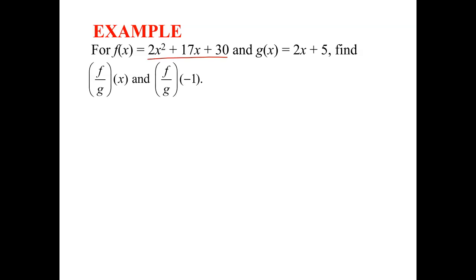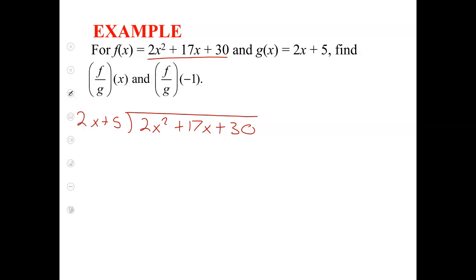Alright, so I have to do long division. 2x plus 5 going into 2x squared plus 17x plus 30. In standard form, I'm not missing any power, so I don't need any placeholder zeros. What do I do first? I'm going to divide two things. What two things? 2x and 2x squared. Where do I put that x? You put it below the 2x, above the 17. What am I going to do with that x? Multiply. Multiply here and here.